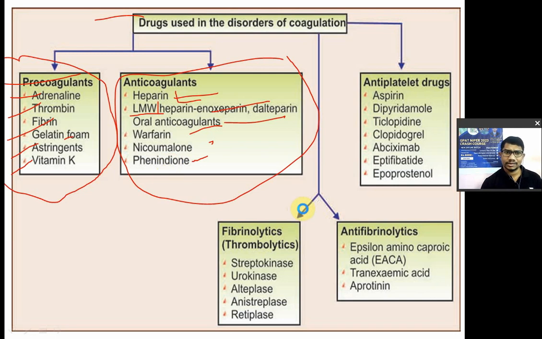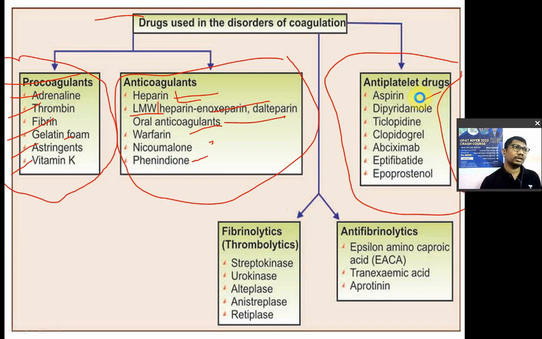Now third category is nothing but the antiplatelet agents. So antiplatelet drugs, they will prevent the platelet aggregation, right? So antiplatelet drug, in that you have aspirin. Aspirin will irreversibly inhibit the cyclooxygenase 1 and prevent the synthesis of thromboxane. Thromboxane is a pro-platelet aggregatory chemical.